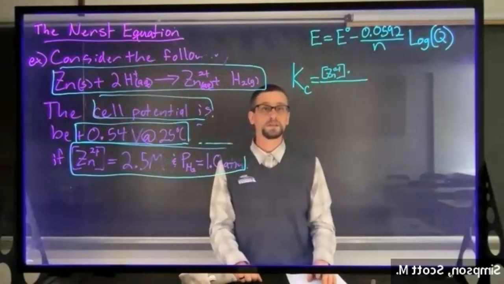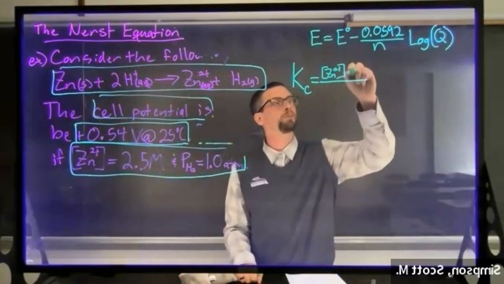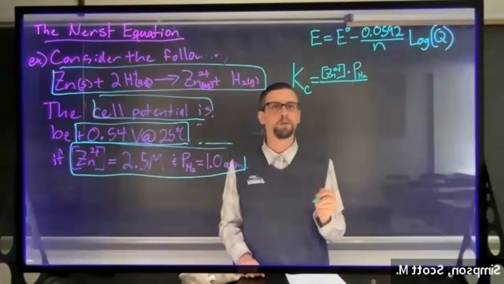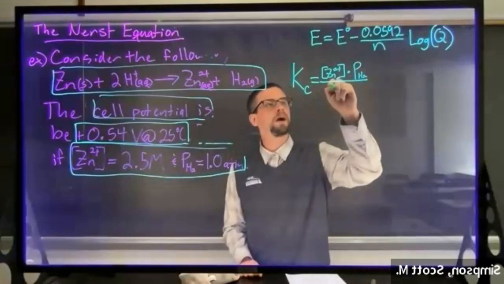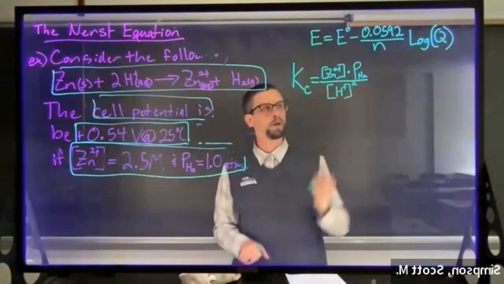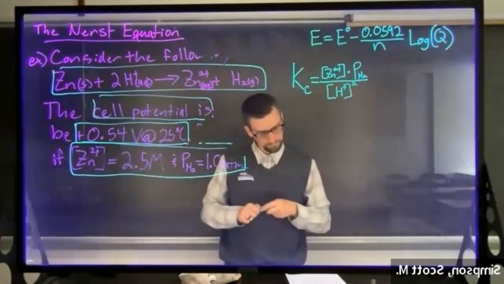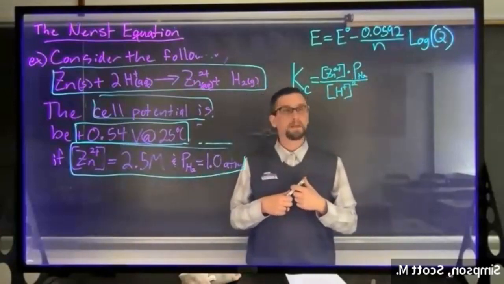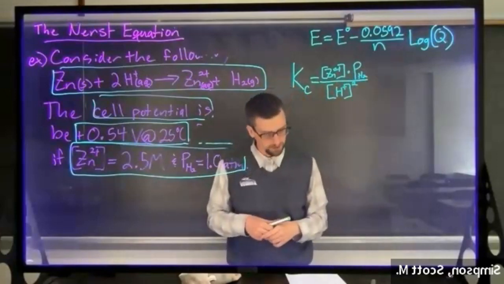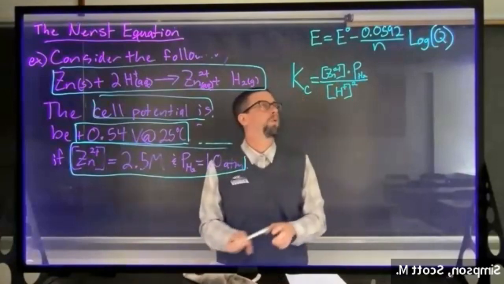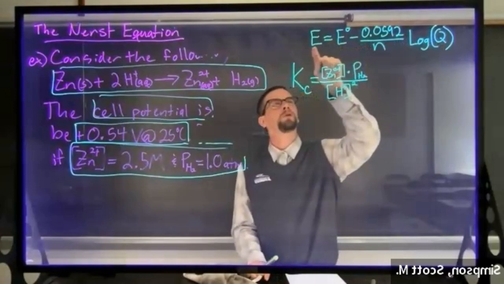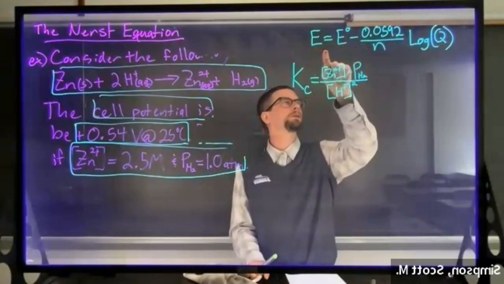Then, since we're at a heterogeneous equilibrium, we're going to use the partial pressure of H2 because this is a gas that will be more convenient. And we're going to divide that by H plus squared. Okay, so this will be equal to our Q at initial conditions. So we have an expression for this. We are told these two values.